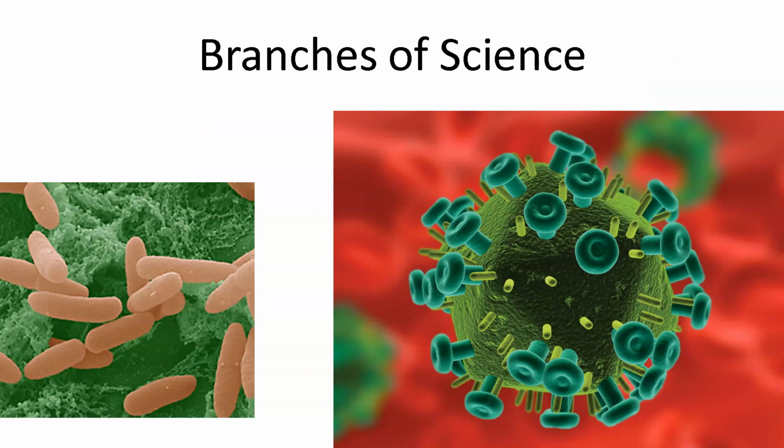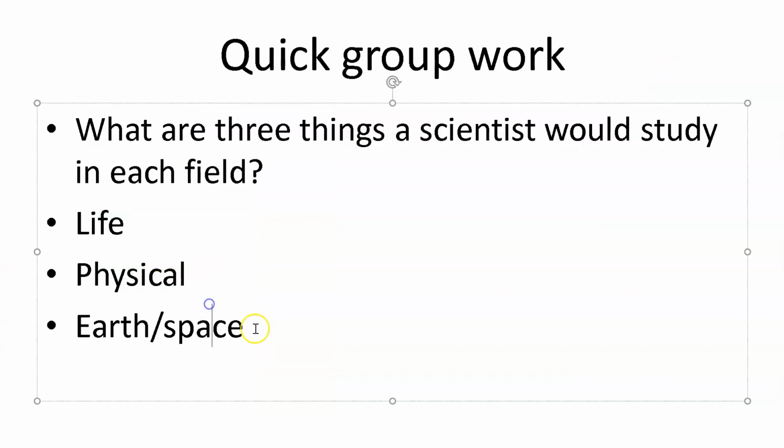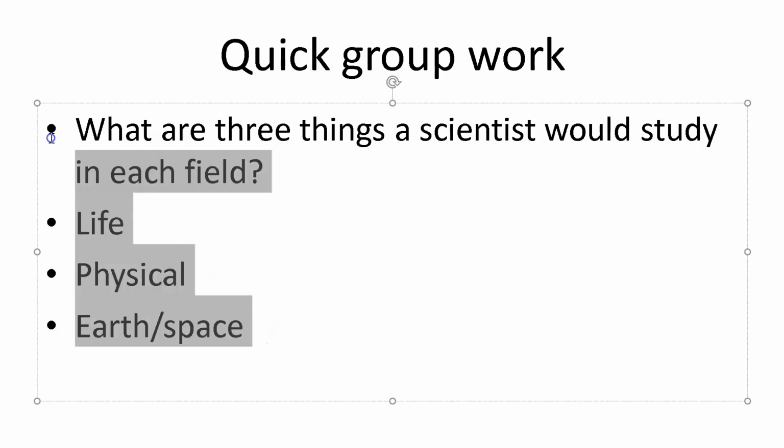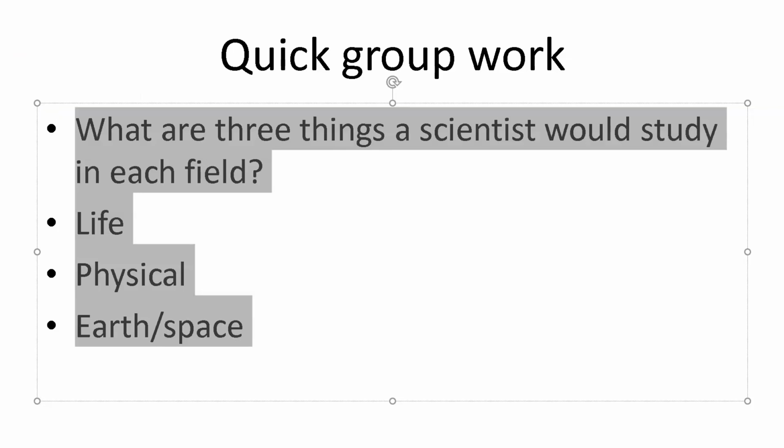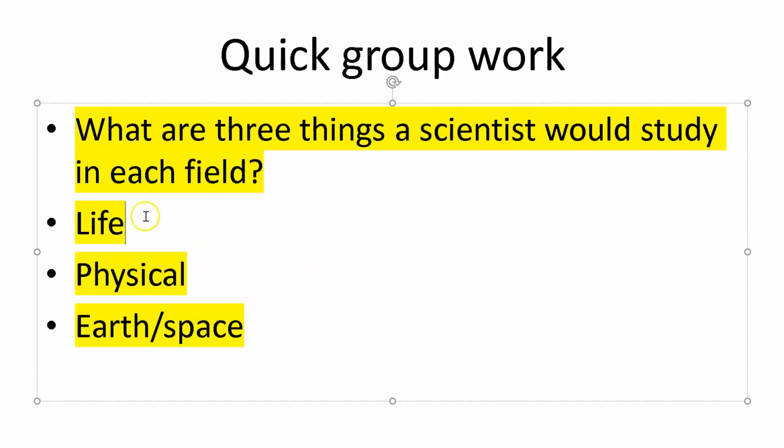So this is another question I want you to answer, okay? On that document that you're going to email me. What are the three things a scientist would study in each of these fields? Tell me three things a life scientist would study, three things a physical scientist would study, and three things an earth and space scientist would study.